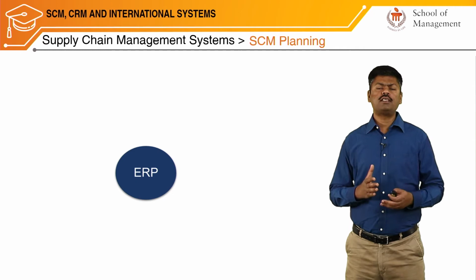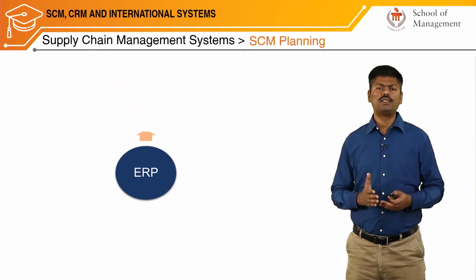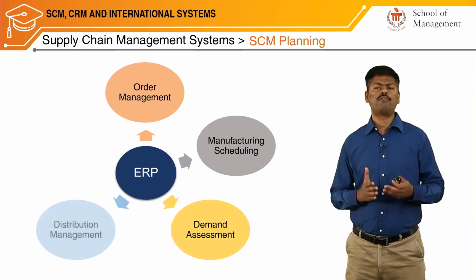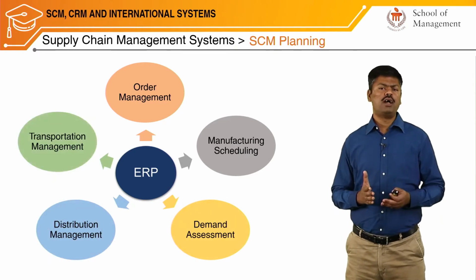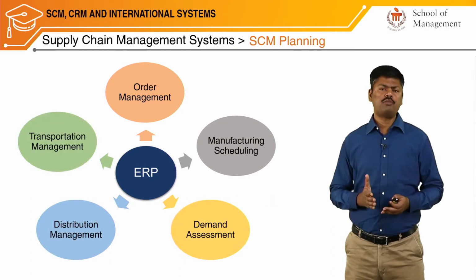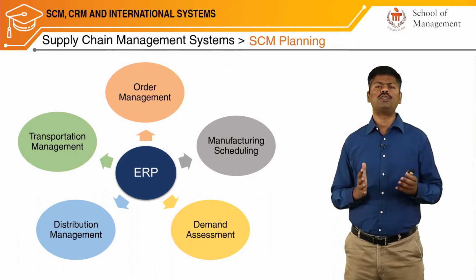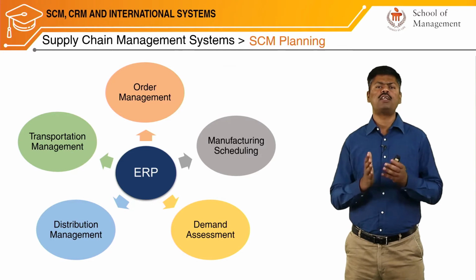So next, in supply chain planning, we manage the order management processes, manufacturing and scheduling, demand assessment, distribution management, and transportation management. So there are all 5 critical functions which are actually planned in an ERP application.